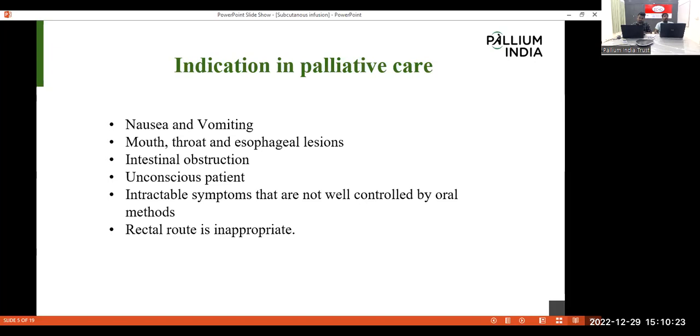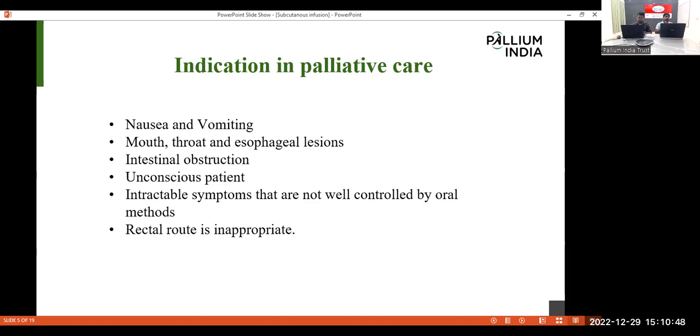Then the rectal route. Already I told, oral route mainly we use. If the oral route is not possible for giving medication, we can choose the rectal route. The same oral form of medication we can give rectally also.